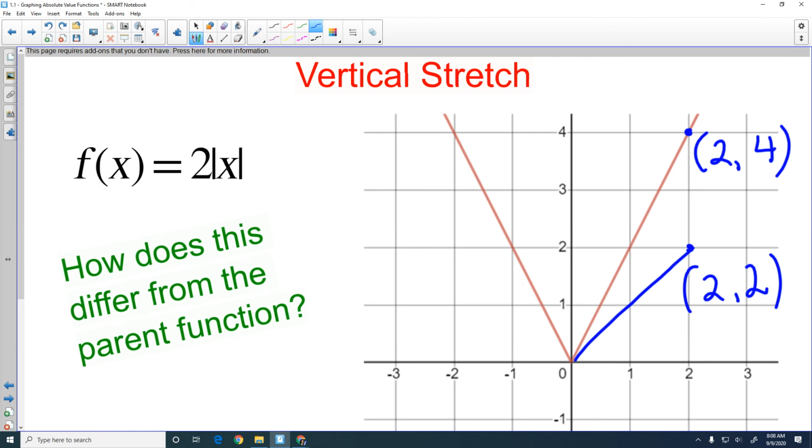And that's going to be true for all those points. You're multiplying each of those y coordinates by 2. You're doubling them. So that's that vertical stretch. Questions on the vertical stretch? All right, sinking in, thinking about it.